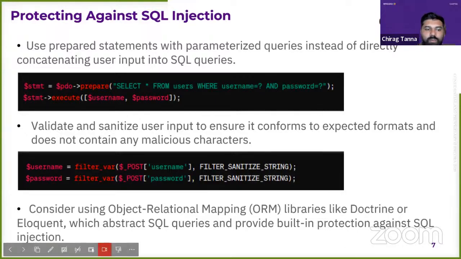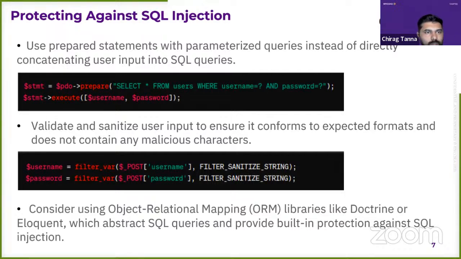Third, consider using object relational mapping libraries like Doctrine or Propel, which abstract SQL queries and provide built-in protection against SQL injection. This is my personal favorite because I use CakePHP or Laravel. In those frameworks, you have this object relational mapping built in. So while using Laravel or CakePHP, we don't have to worry about SQL injection; we can use the ORM from those frameworks.